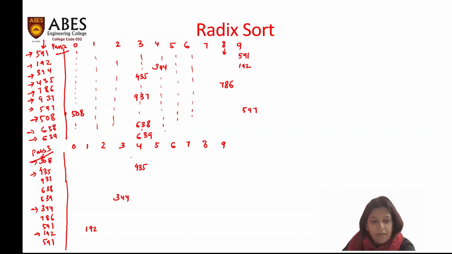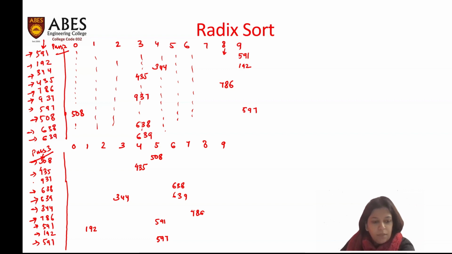Then for 5, we have 508 placed here. Then we also have this number 591, which will be placed here. Then we look for 6. We have 638 and 639. Okay, one number is missed. This number, 597, we will place it here. All right, so we have 638 and 639. Then we look for 7. Yes, we have a number, and this will be placed in the 7th column. So this will be 786.